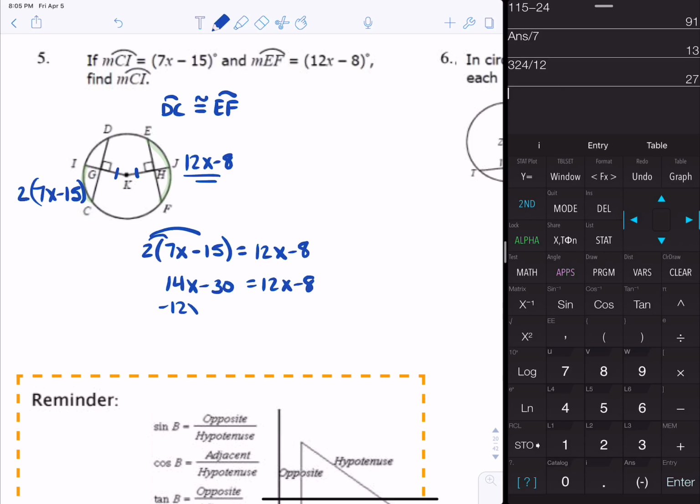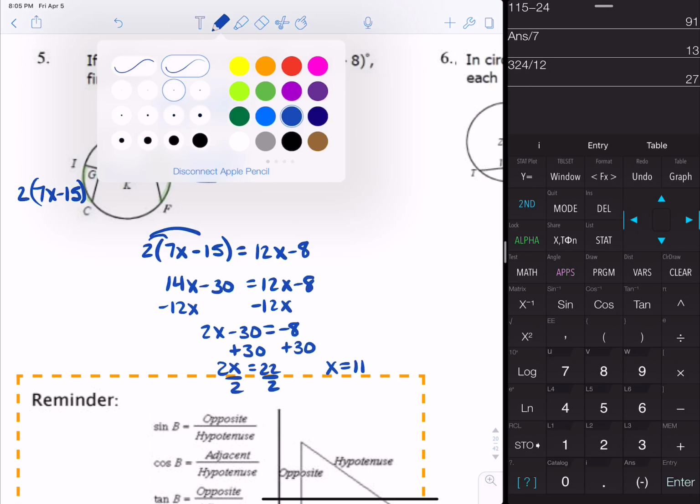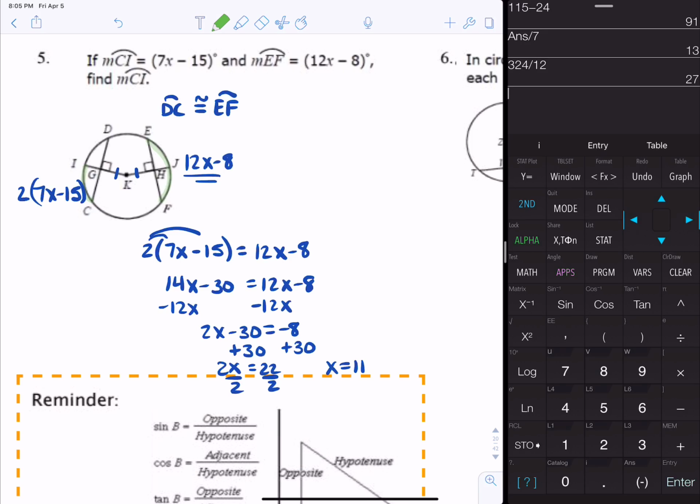And then I'm going to subtract 12x and get 2x minus 30 equals negative 8. And then I'm going to add 30. So I get 2x equals 22. And divide by 2, so I get x equals 11. But that's not what they wanted. They wanted me to find CI.